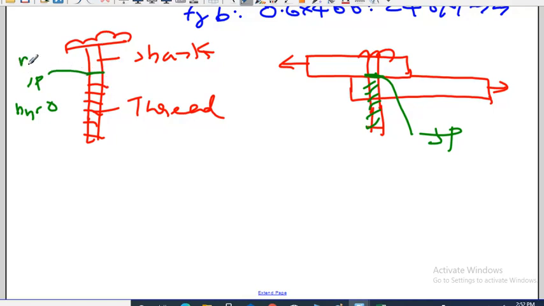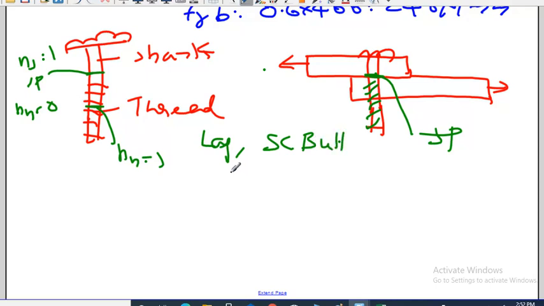So Ns is equal to 1. Suppose the shear plane is here, with thread on top and bottom. Then you will have Nn is equal to 1. So as I have been discussing, when it is a lap joint or single cover butt joint, you can take Nn is equal to 1 and Ns is equal to 0.